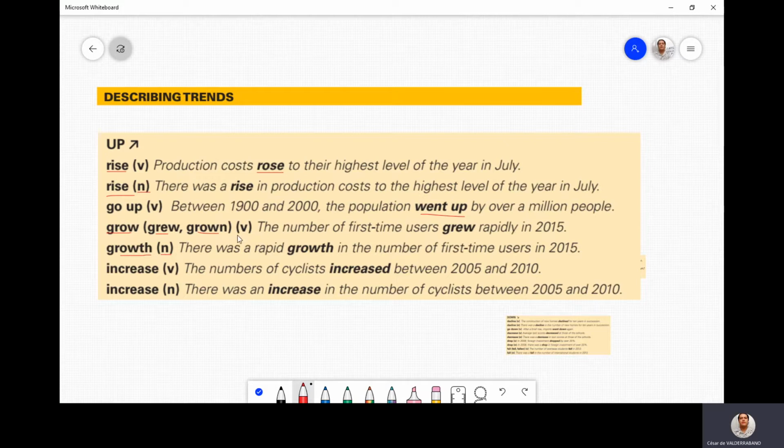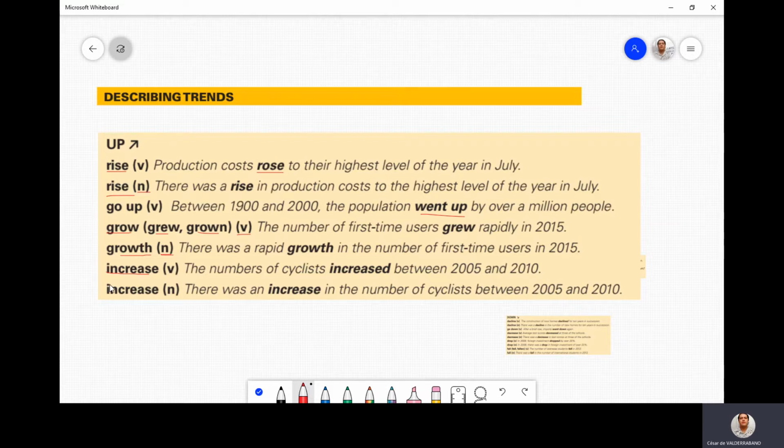So we have the difference between the verb and the noun. There was a rapid growth in the number of first-time users in 2015. Look at this. Then we have another one here in this part, that is increase. The number of cyclists increased. It says here increased between 2005 and 2010.